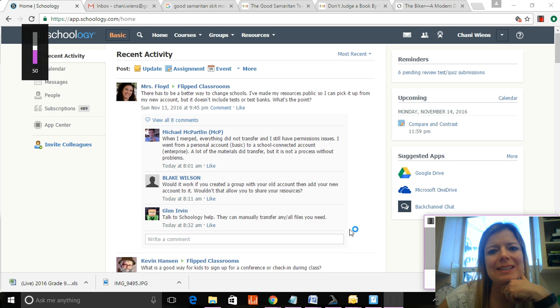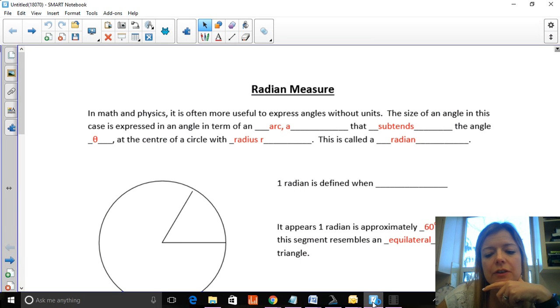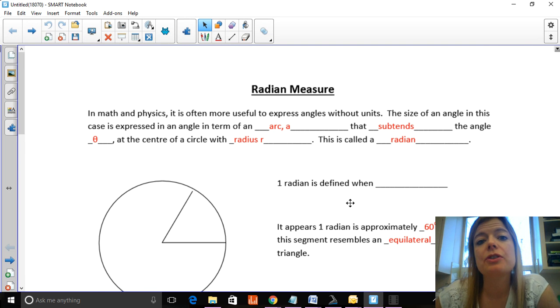Hi guys, today we are talking about radian measure. So this is our first note as we're going into trigonometry. So in grade 11, we talked about the degrees.